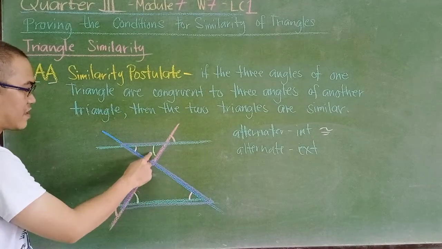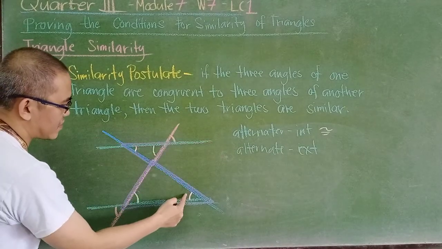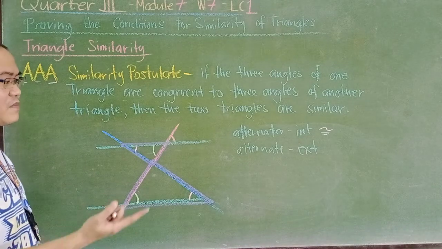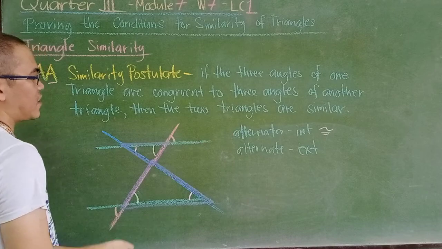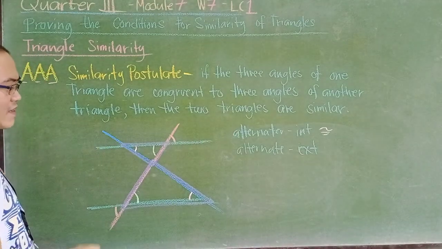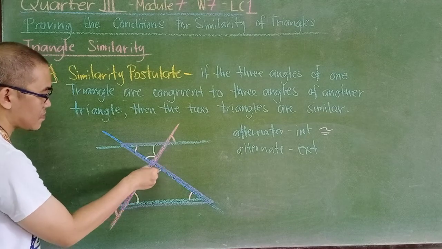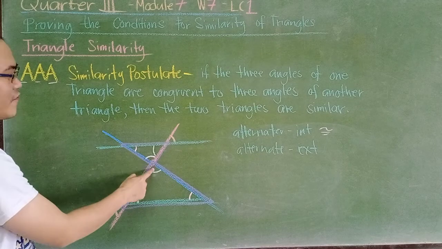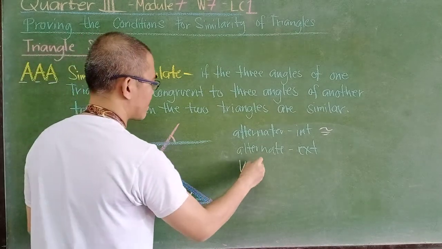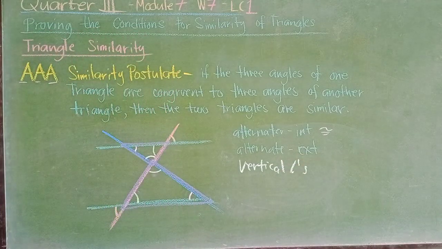This angle and this angle are congruent based dun sa alternate interior. This angle and this angle are also congruent, ibig sabihin parehas ang sukat nila, which is under alternate interior angle. And then yung pangatlong angle na i-discuss natin is this one. So ito tsaka ito parehas ng sukat. Ito yung tinatawag natin na vertical angles. Na-discuss din sa inyo nung grade 8 kayo, yung mga vertical angles parehas sila ng sukat.